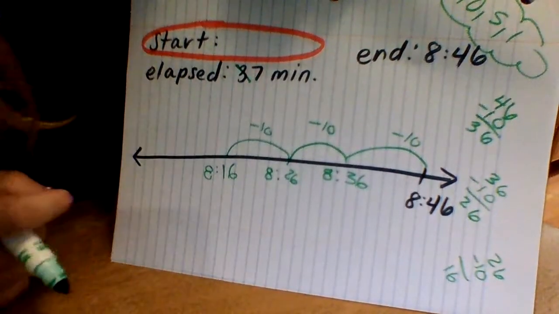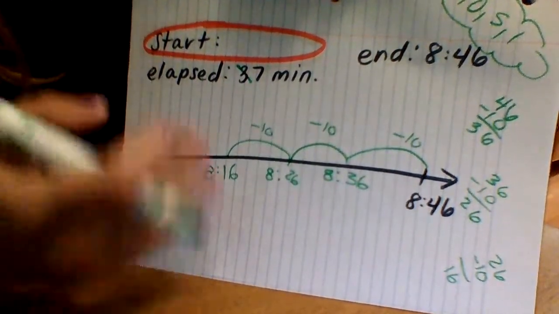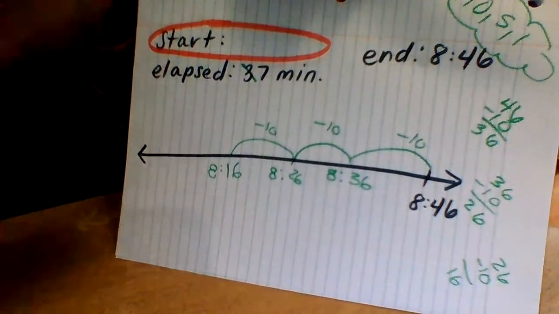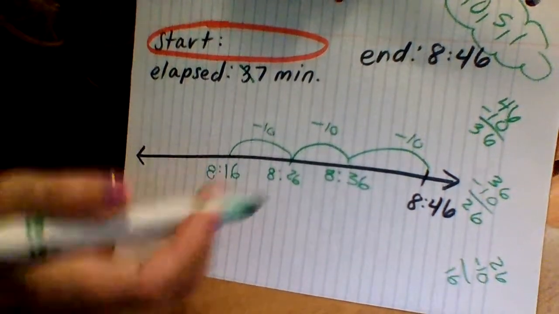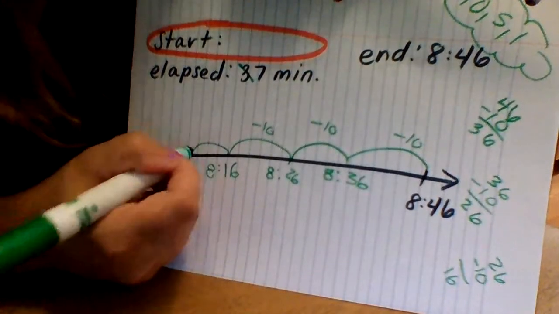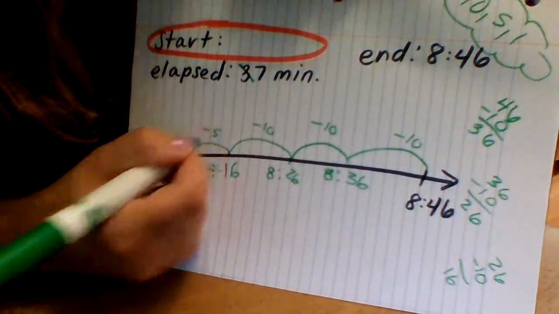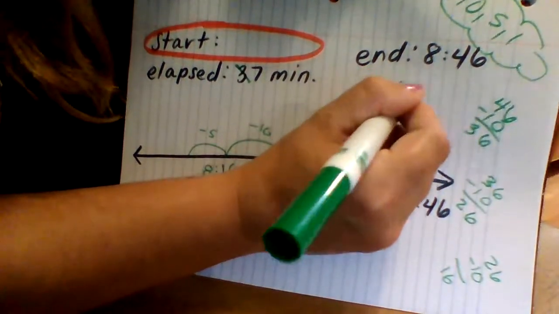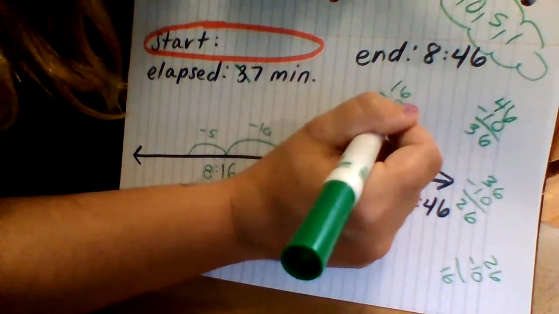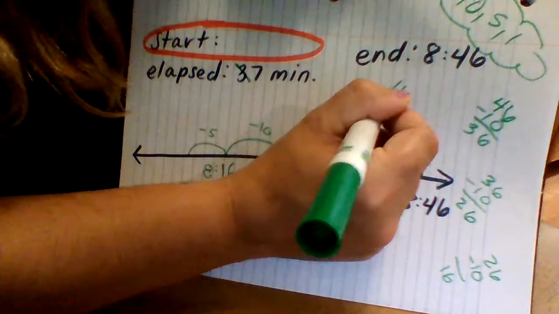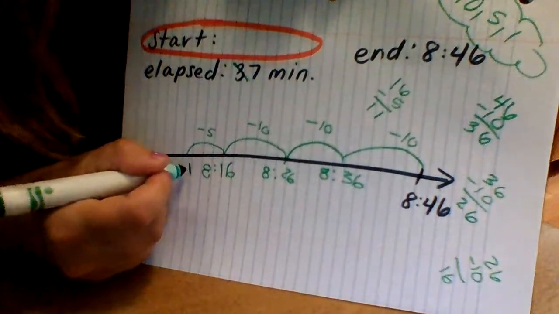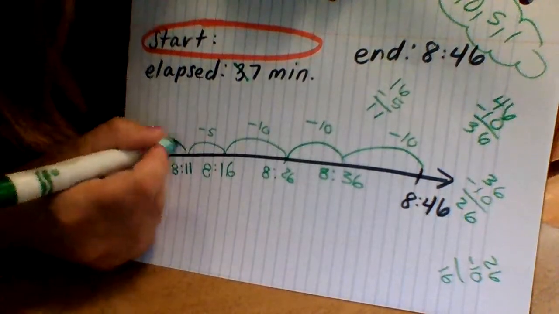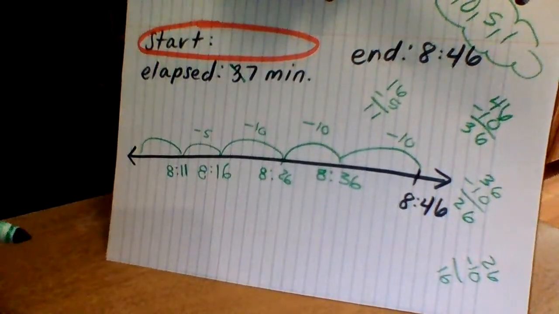Just 7 minutes left to go, right? Now I could take away 7 in one jump, 16 minus 7, or I could break it up. I could take away 5 first. 8:16 minus 5. 16 minus 5. 6 minus 5 is 1. 1 minus nothing is 1, is 11. 8:11.